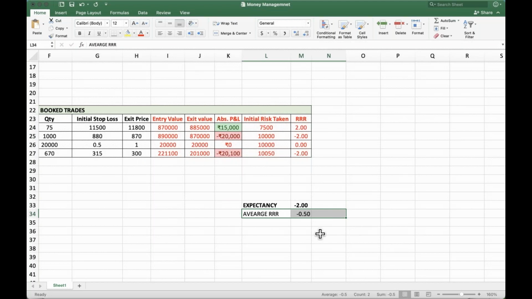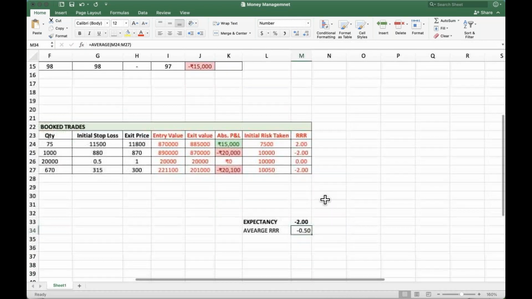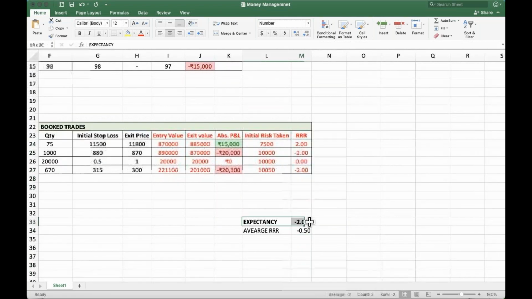So for a trader, expectancy needs to be always positive. It cannot slip into negative. Higher the number, better. The average RRR is the summation divided by the number of trades. That's the average RRR. Your objective as a trader would be to make this one number positive.